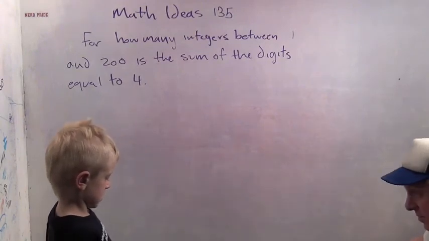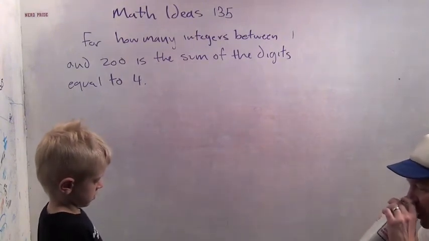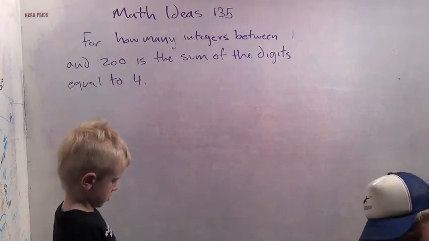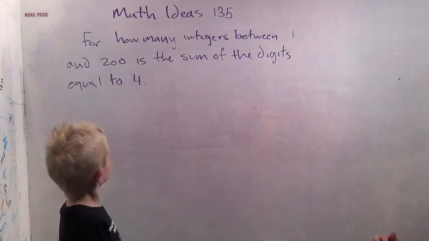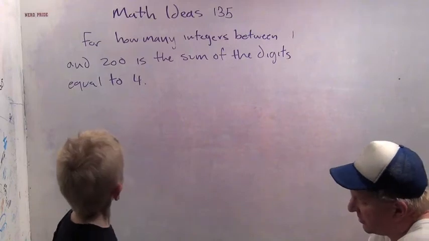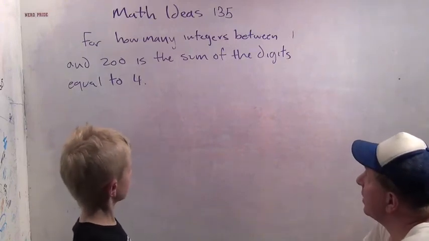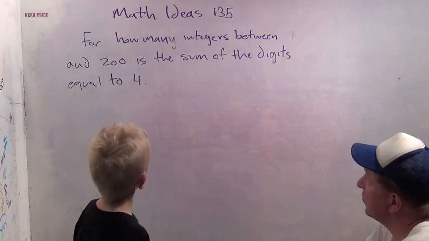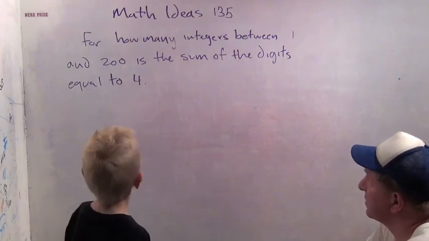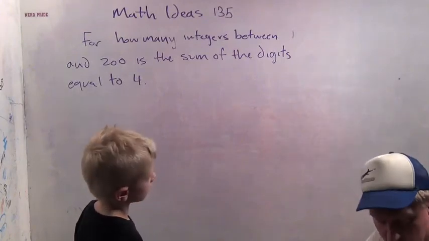Okay, so today we're back to some of the MOEMs problems, or problems inspired by MOEMs problems. So we actually have a pretty interesting question. It's a little hard to understand, but once we understand it, we should be able to do it. For how many integers between 1 and 200 is the sum of the digits equal to 4?